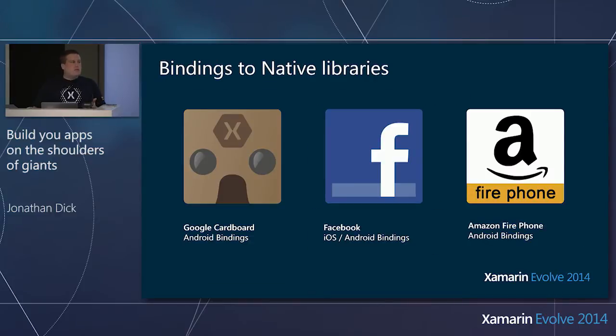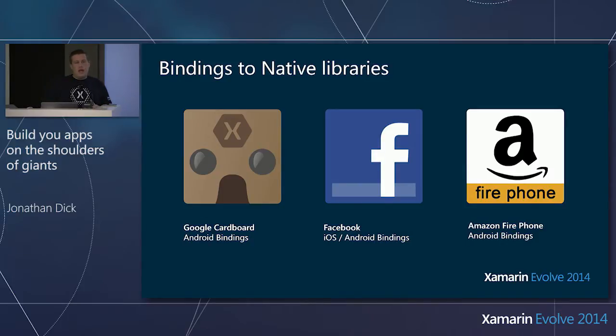The other type of giant that we have in our store, and there's a fair number of them, are what we like to call bindings. So if you're not familiar with this concept of bindings, they're basically a way for you to access native libraries, but in C# code. So if you take, for instance, the Google Cardboard component, it's actually a binding to the Java library that Google has released. So you can go grab that from the store and actually make Google Cardboard apps using the same APIs that you would get access to on Java, but doing it from Xamarin. Facebook's the same.